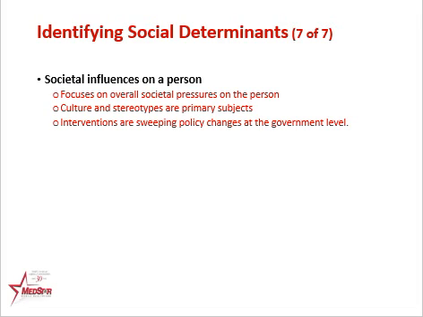Culture and stereotypes are the primary subjects addressed at this level. Questions for you all to consider include: what message is society sending this person that could be affecting his or her health, or at least his or her behavior? Are there any societal barriers keeping the person from accessing education or healthcare? In the societal dimension, the only interventions are often sweeping broad spectrum policy changes at the governmental level.